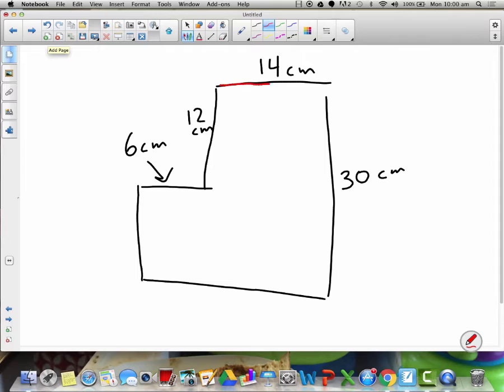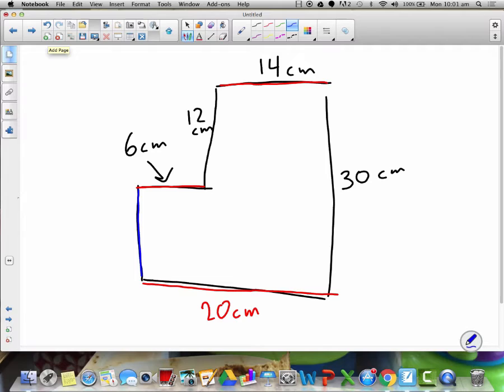Right, so this 14 and the 6, right? We know that's got to be the same as this. So you would plus the 14 and the 6, and what would that be? 20 centimetres. Well done, Corey. So we've actually got that measurement now, which means we can start to find the area.